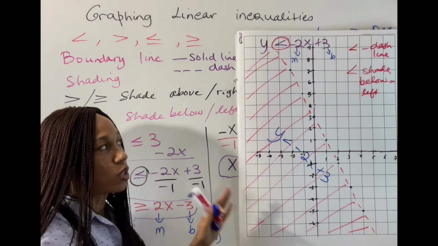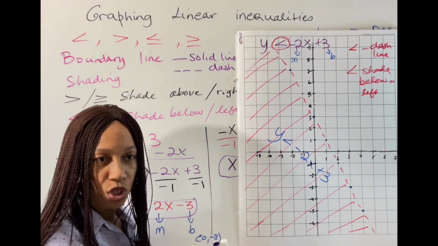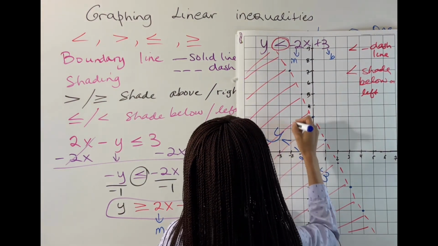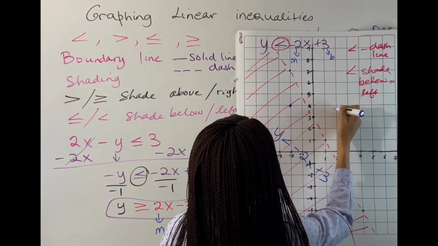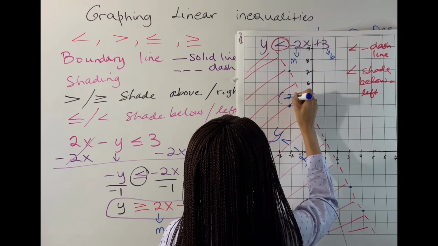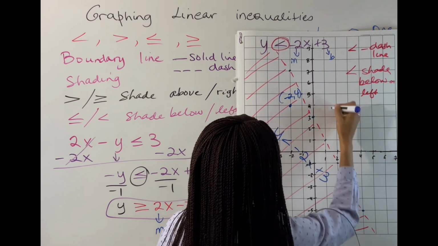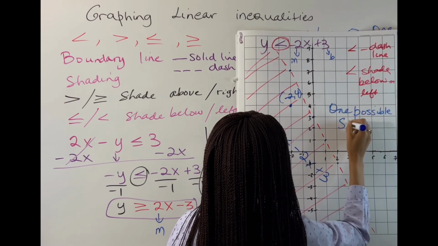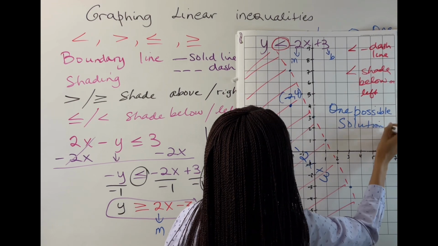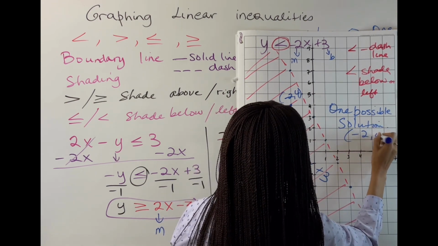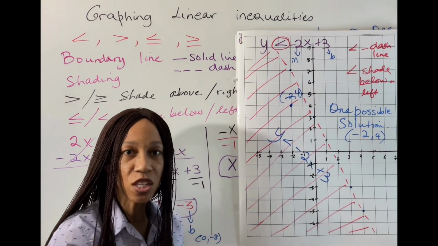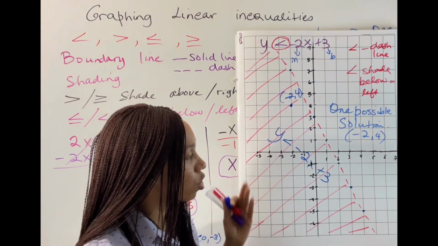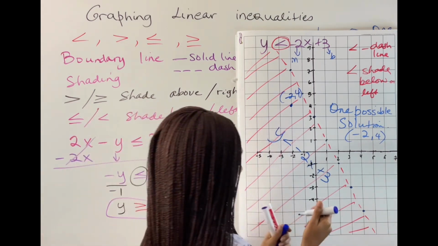And I'm also going to choose one possible solution that would make my inequality true. So I'm going to choose the point of -2, 4 as my one possible solution. And I'm going to test this because you need to test it to see that if it is going to make the solution true.